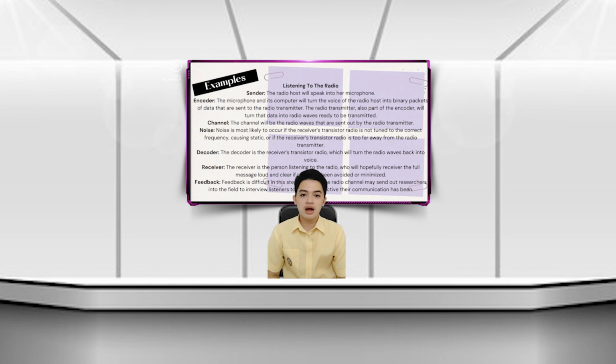Channel. The channel is the radio waves that are sent out by the radio transmitter. Noise. Noise is most likely to occur if the receiver's transistor radio is not tuned to the correct frequency, causing static, or if the receiver's transistor radio is too far away from the radio transmitter. Decoder. The decoder is the receiver's transistor radio, which will turn the radio waves back into the voice. Receiver. The receiver is the person listening to the radio who will hopefully receive the full message loud and clear if the noise has been avoided or minimized.